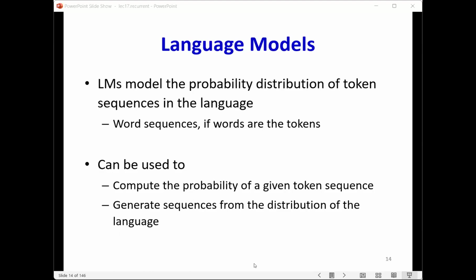And in fact, a whole lot of research has gone in over the past decade into coming up with excellent language models which do a better and better job of modeling the probability distribution of symbol sequences in the language. So, you with me so far? Is this making sense?